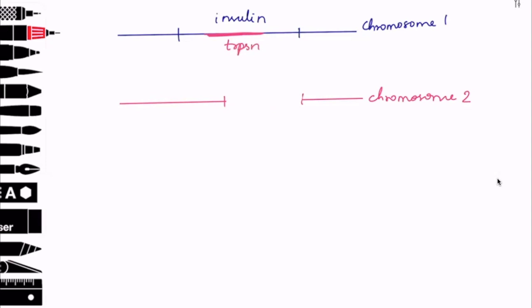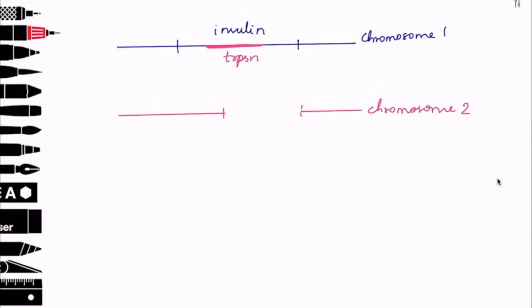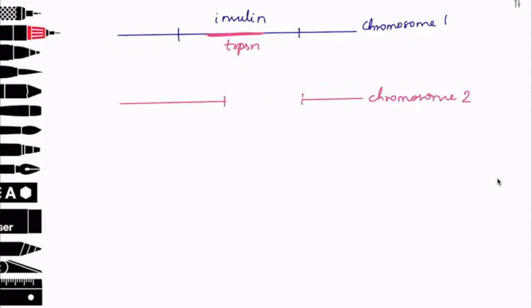Now the insulin that needs to be produced is hampered, because the transposon is in between the functional insulin gene. Because of this, there will be no insulin produced in the cell. So this is one type of mutation caused by transposons.